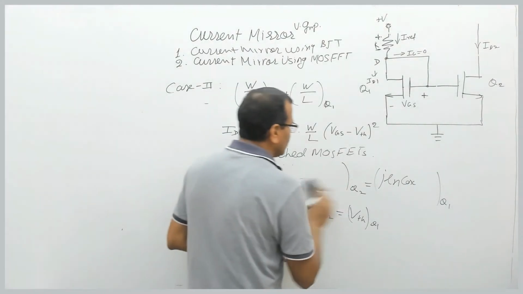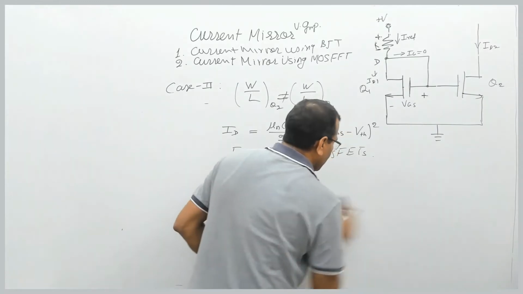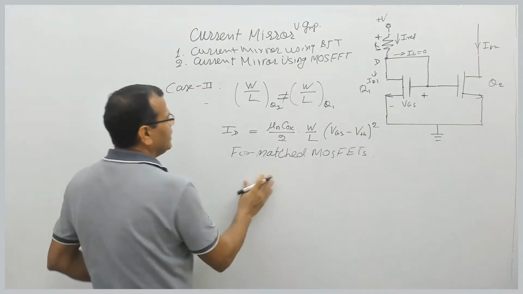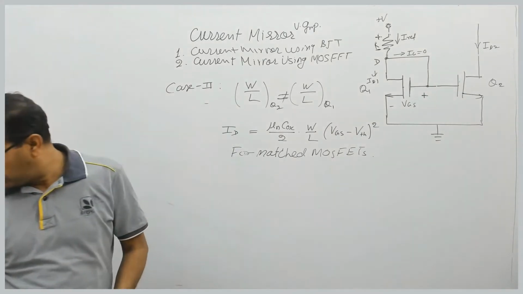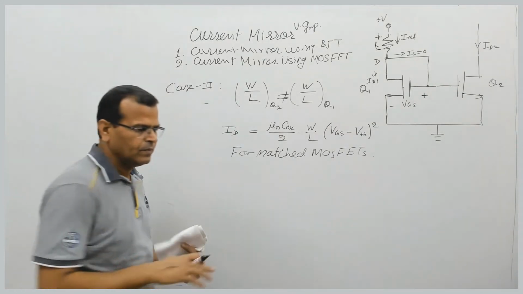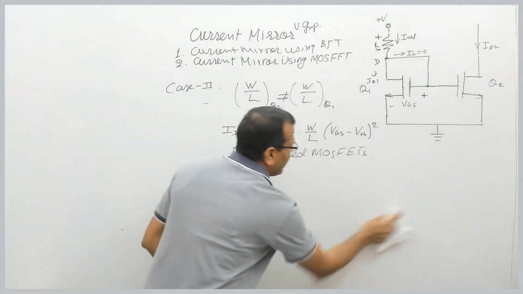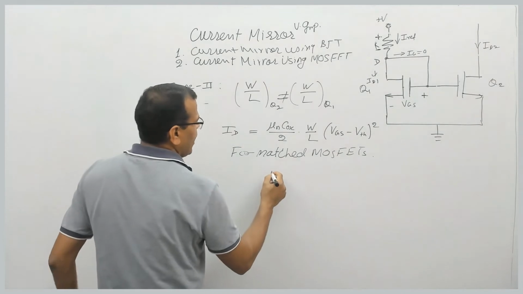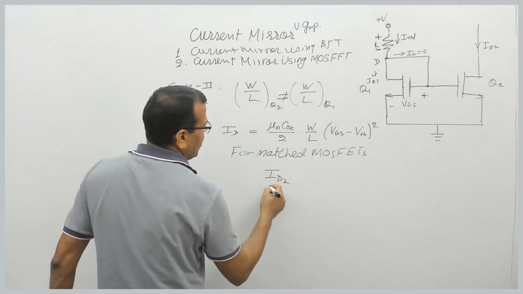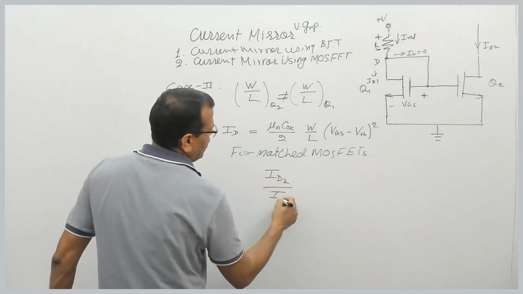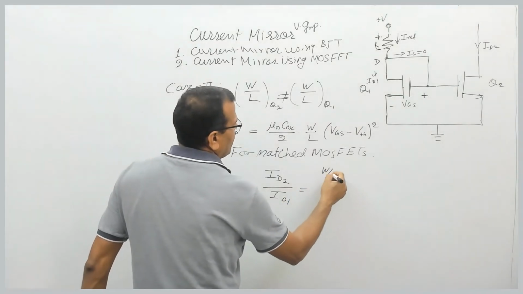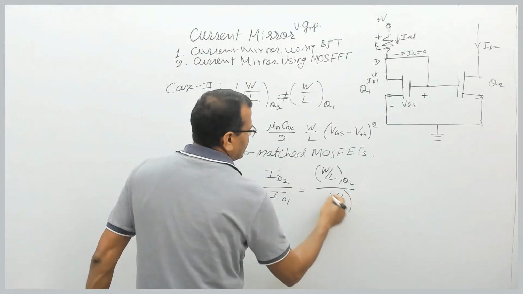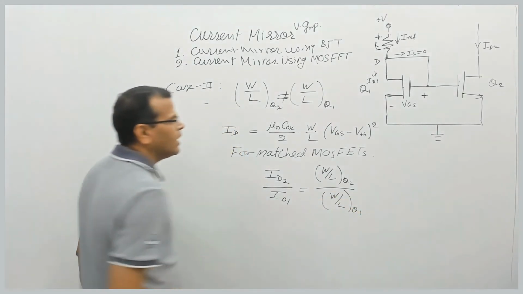If aspect ratios are different, in that case, what do we get? Please see it carefully. In that case, the W by L ratios are different. Then we can find the ratio of drain current. So ID2 upon ID1 will be equal to W by L for transistor Q2 over W by L for transistor Q1. That will be the only difference.